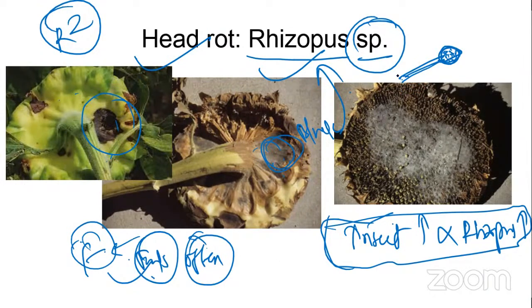So as you know, it will have stolons and the rhizoids, right? So this is how the Rhizopus will be looking, and it is a secondary pathogen.